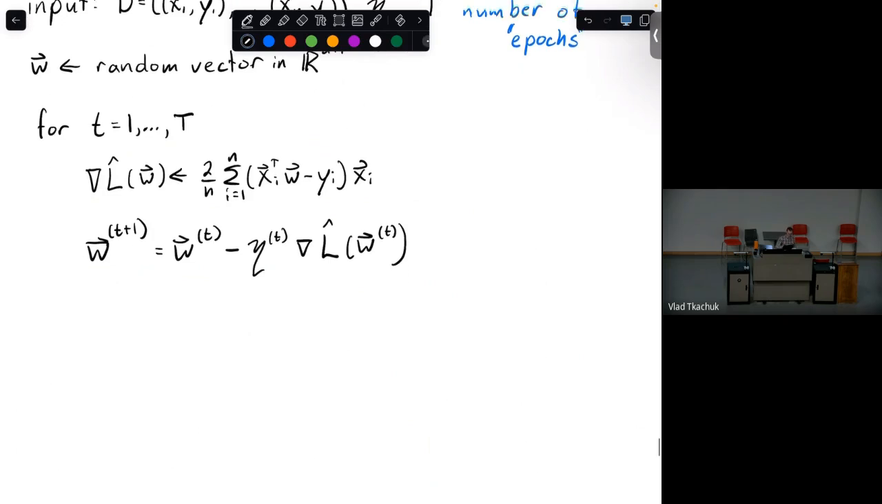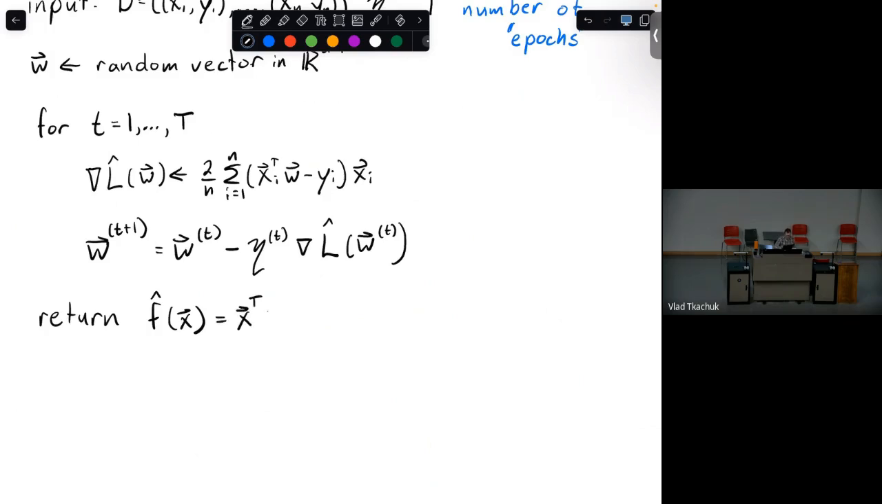And once this for loop is done, what do you return? We need to return a predictor. So that's what we will do. We will return a function, f hat. This is actually the return value of our algorithm, A, or sorry, of our learner algorithm. And that thing will just be x hat transpose of W.